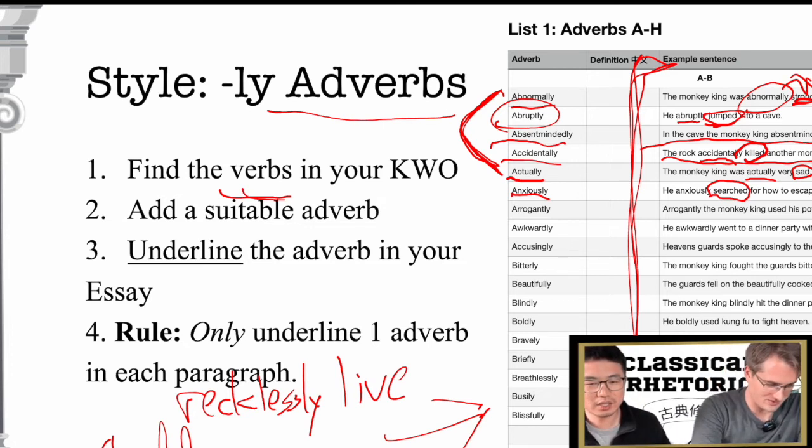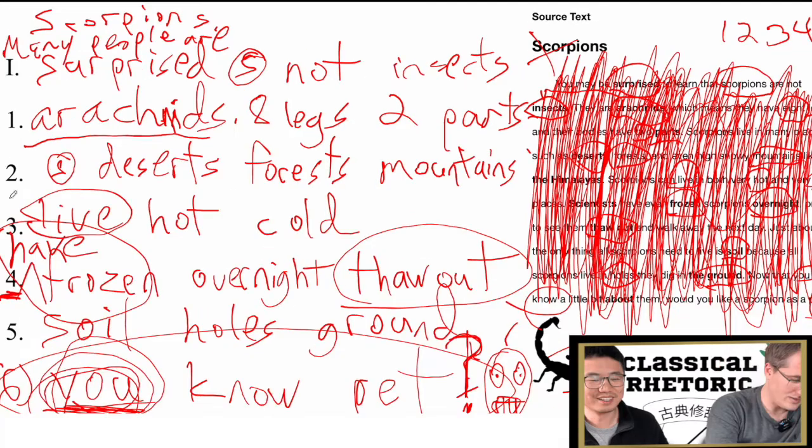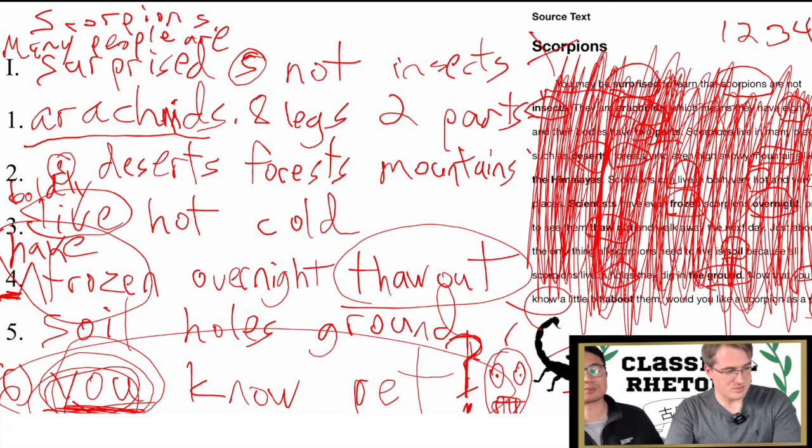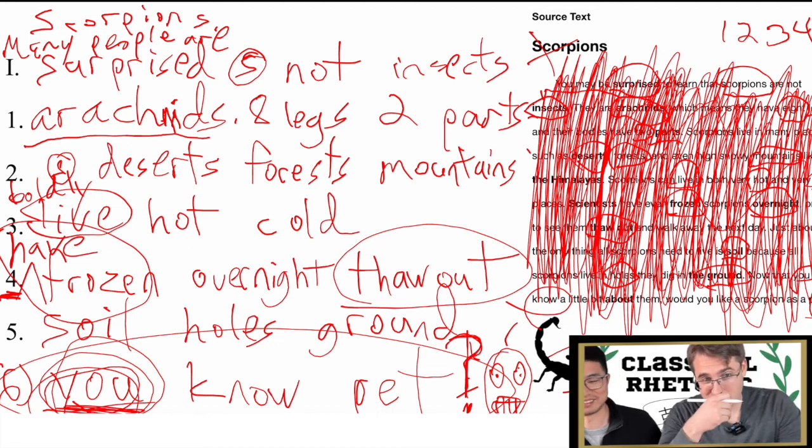So we could also say busily, boldly. Any of these work. Boldly live in very cold places. So let's go back. Okay. Let's just say scorpions boldly live. Scorpions live boldly in hot or cold places. You have a strong opinion about scorpions. They are bold. Okay.